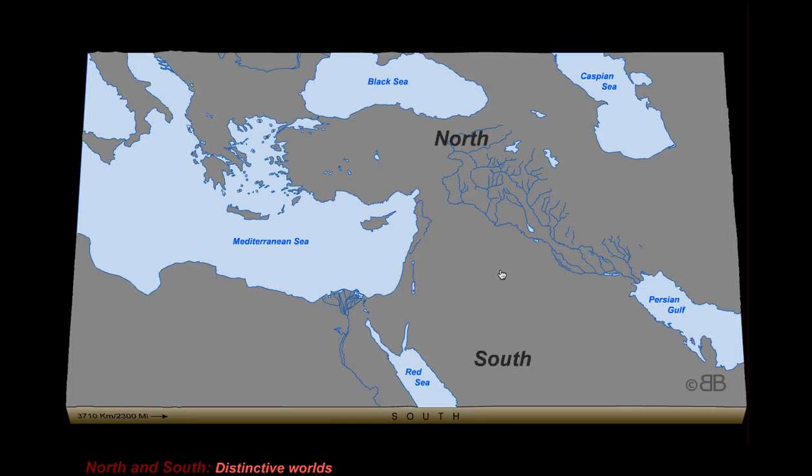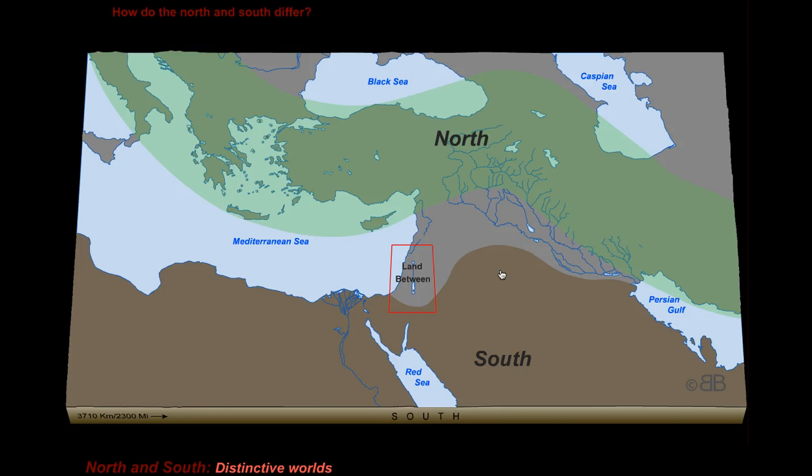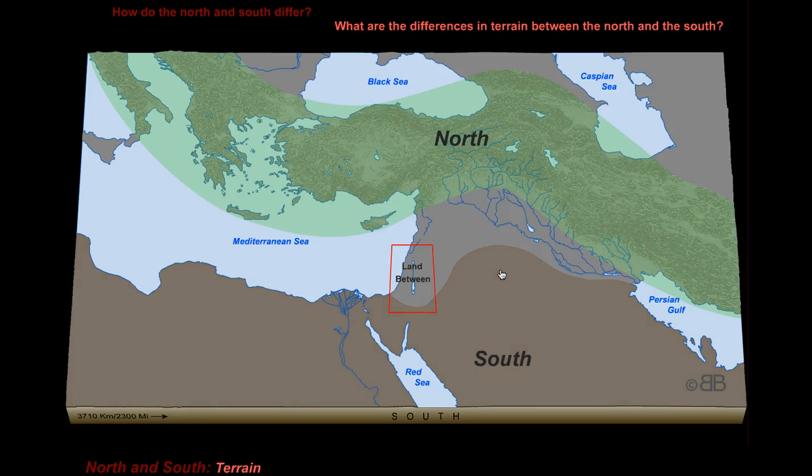The north and the south form the larger setting of the land between, and each dramatically influences this small land on the eastern Mediterranean. Our questions are, how do the north and south differ, and how do they affect the land of the Bible? To begin addressing the first question, let's ask a second. What are the differences in terrain between the north and the south?